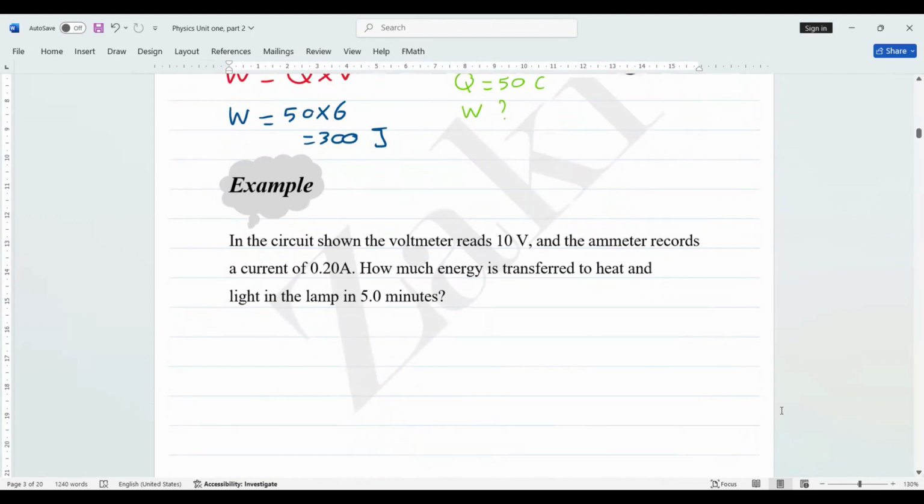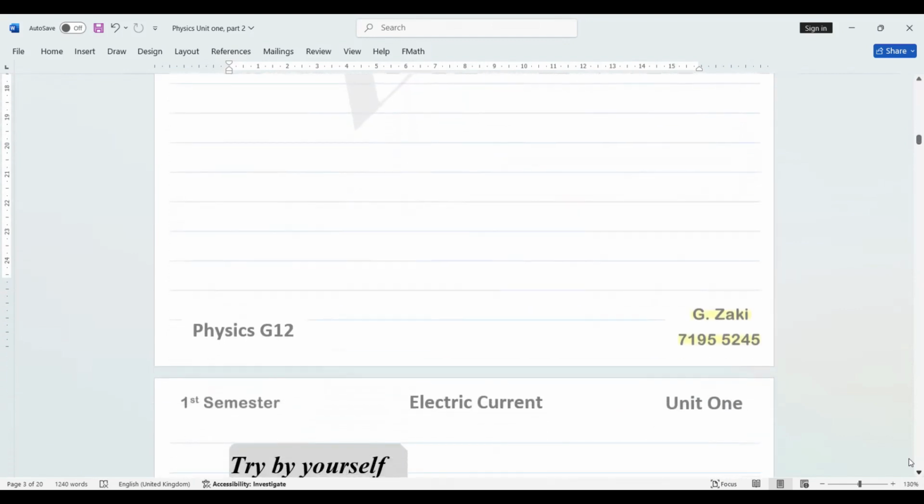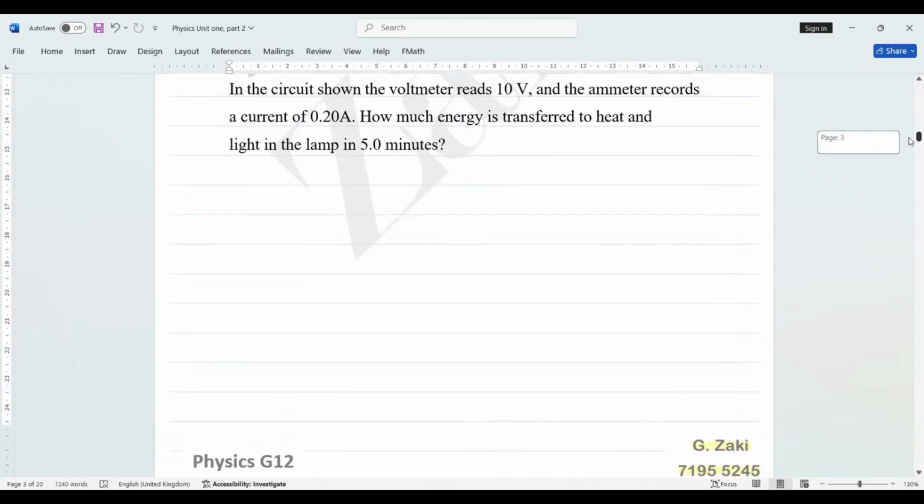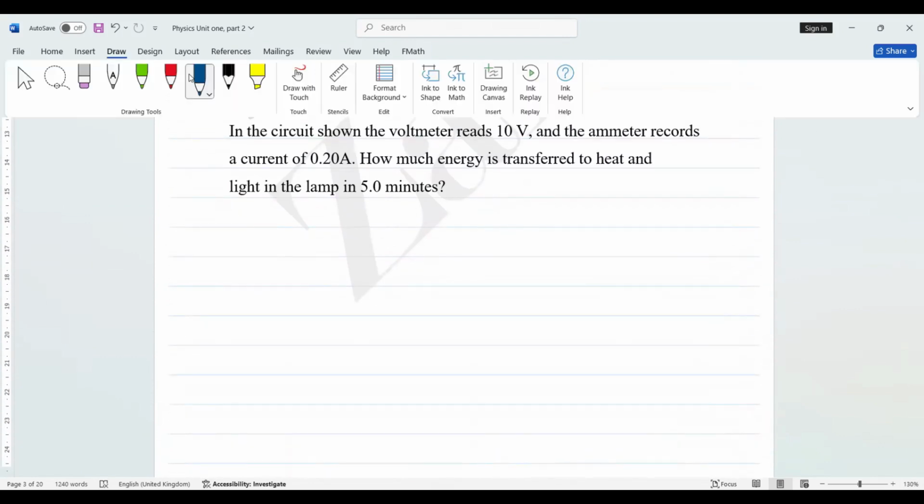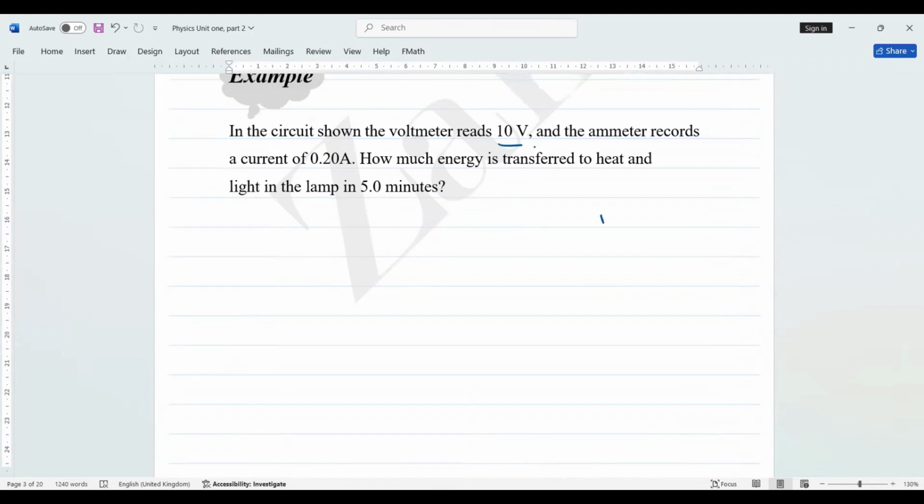Okay, there is no circuit here, so don't worry about this. In the circuit, the voltmeter reads 10 volt. There is no circuit in front, so no circuit. Then we just write the given. 10 volt, so this is the given, it's voltage. So the voltage equals 10 volt.